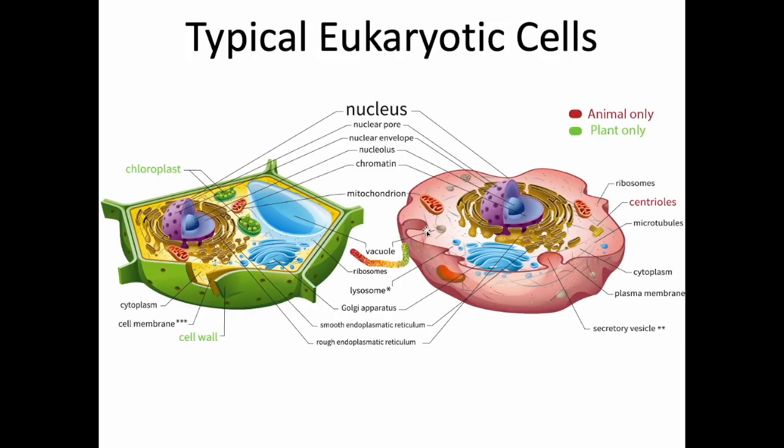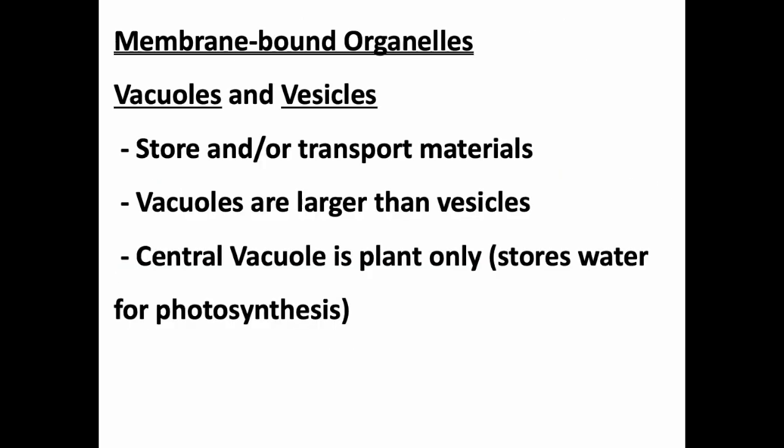So central vacuole is plant only. Again, if we're just comparing plants and animals, I'm not putting fungi or protists in here in this chapter. If we're comparing plants and animals, central vacuole is plant only. It stores water for photosynthesis. Well, now that we're on the train of plant and animal exclusive things, let's continue with this. Let's talk about another plant exclusive thing, chloroplasts. So this is plant only.